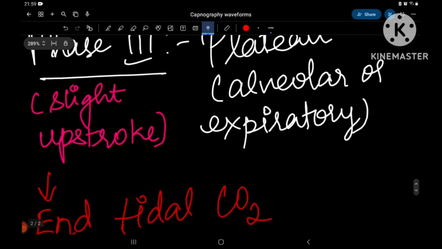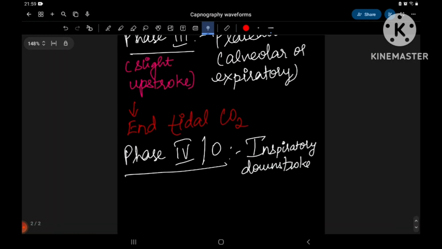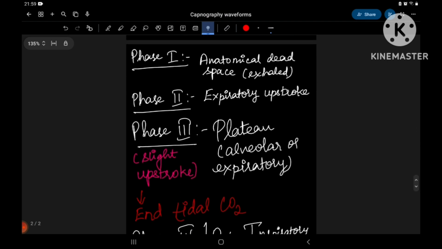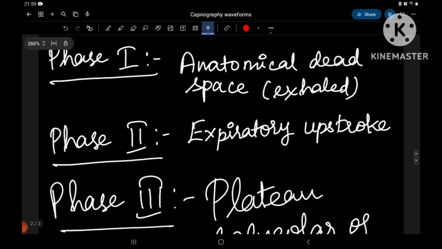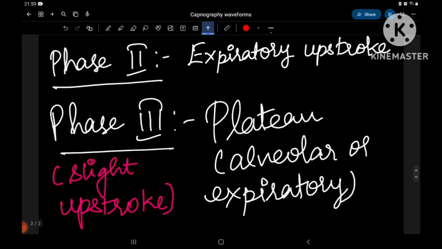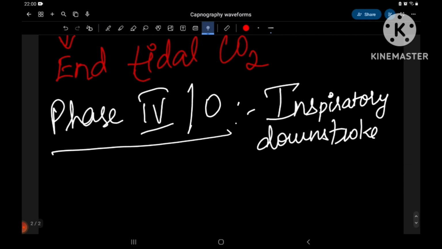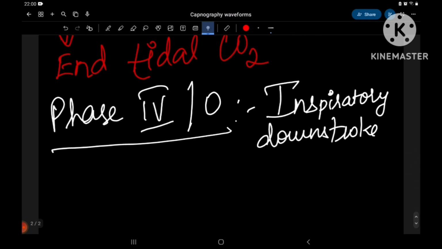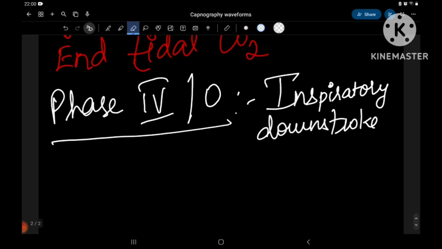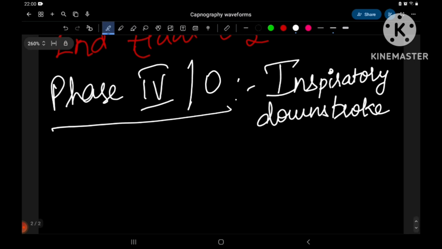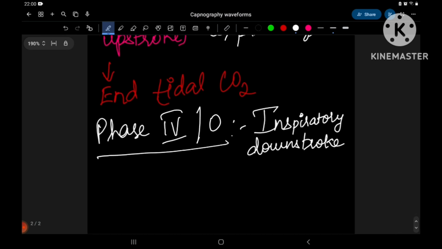So we saw all the 4 phases. First is phase 1, anatomical dead space exhaled. Next we saw the expiratory upstroke. Next, phase 3 is the plateau, that is the alveolar plateau or expiratory plateau. Next is phase 4 or phase 0, that is the inspiratory downstroke. I'll write it a little bit clearer. It reaches the baseline.